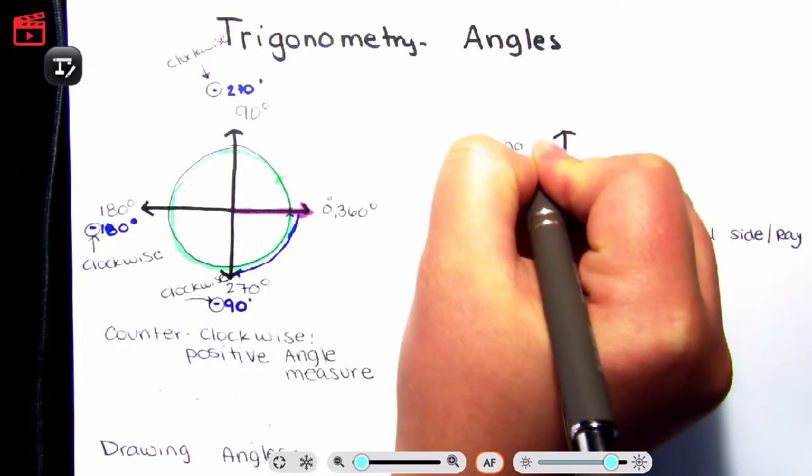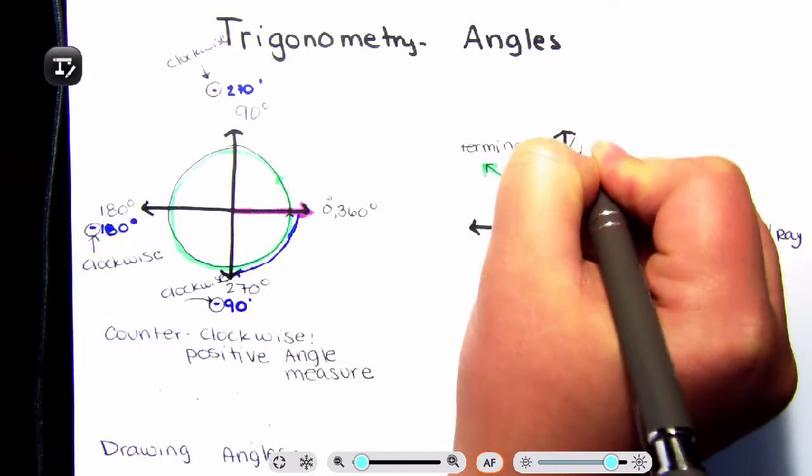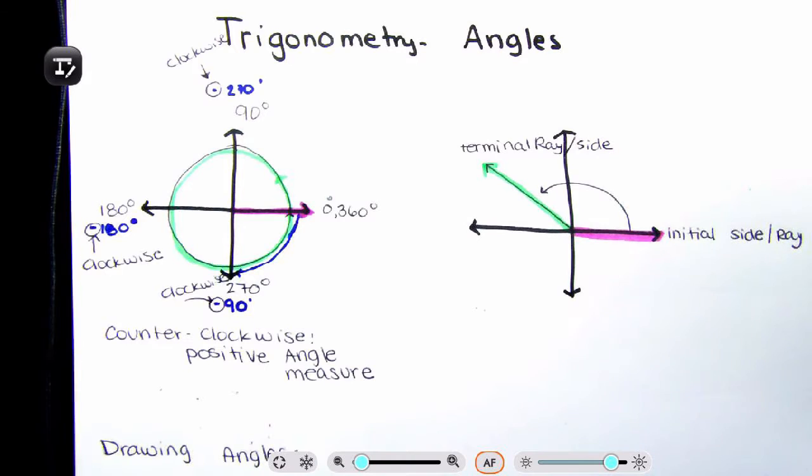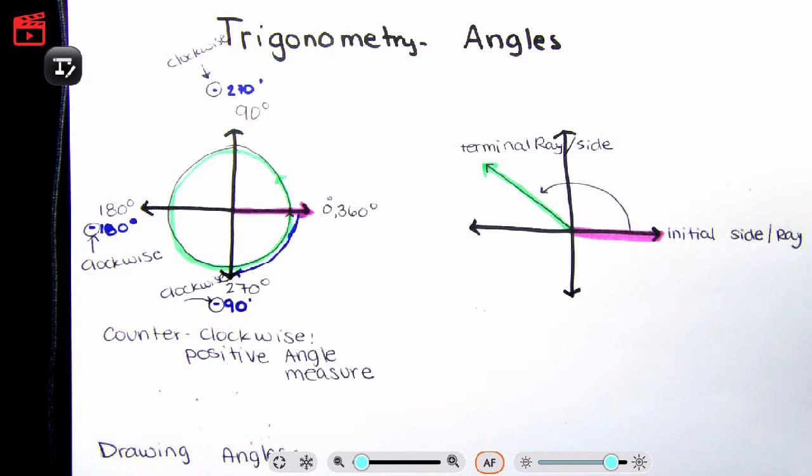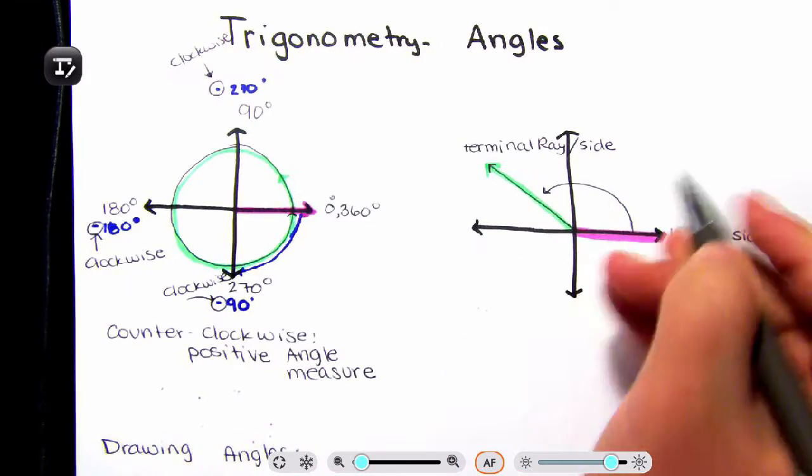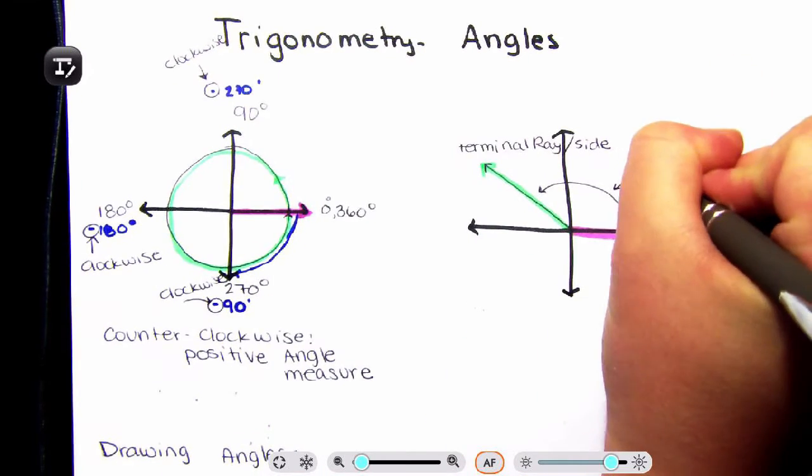And again, you hear ray, you hear side. So you always start at your initial ray, you end at your terminal ray or your terminal side. This arrow right here indicates your angle.